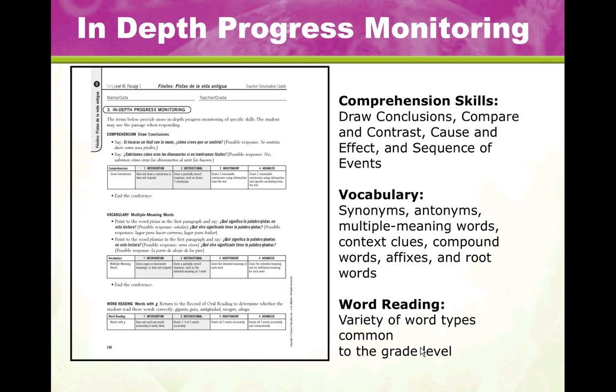So here's your in-depth progress monitoring. You will be looking at specific skills like drawing conclusions, compare and contrast, vocabulary like synonyms and antonyms, and then particular word reading, like a variety of word types that are common to that grade level. This is what you do in between the DRA and the EDL assessment.